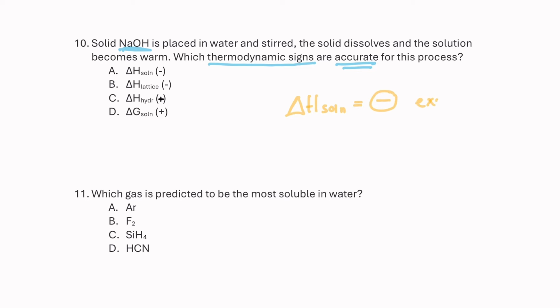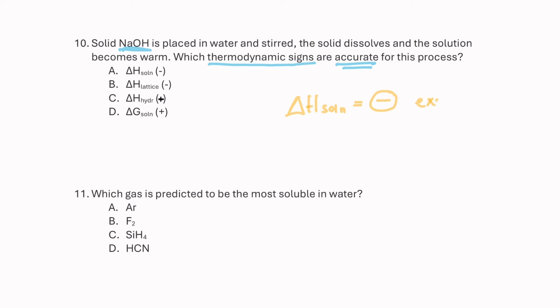11 says, which gas is predicted to be the most soluble in water? Water is polar and like dissolves like. So let's keep that in mind and work through our options. A says argon. Argon is a noble gas and it is non-polar. Its solubility in water, very, very low. B says fluorine gas, again, non-polar, so it won't be very soluble.